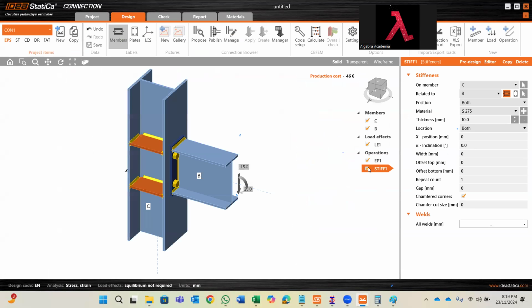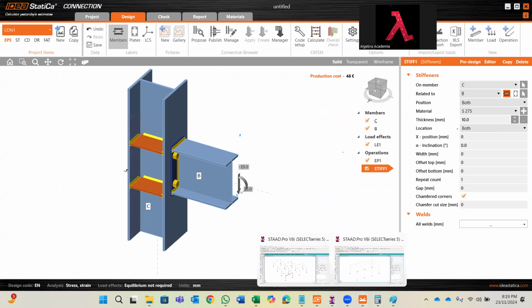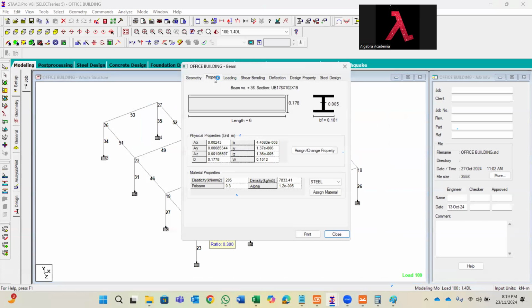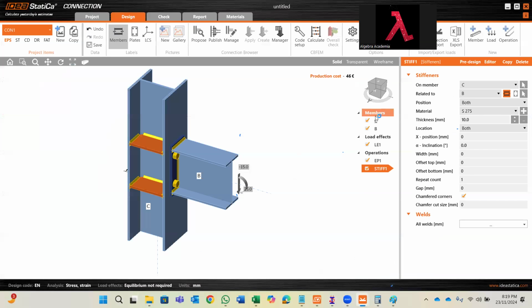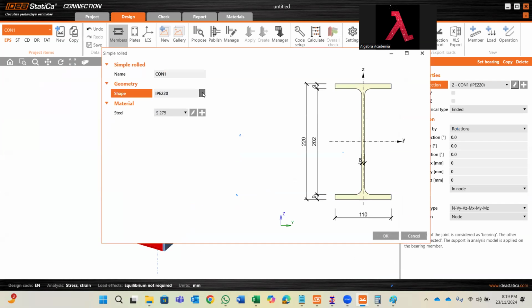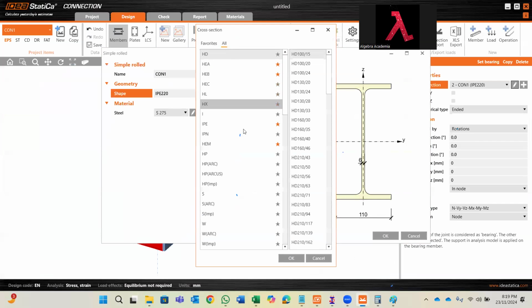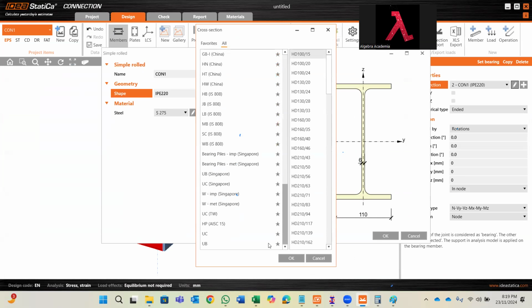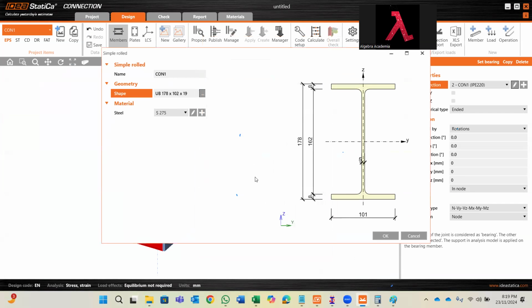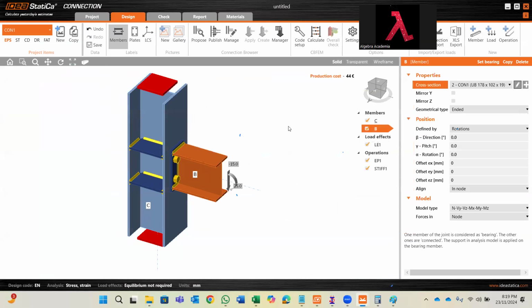Let me change the section sizes first. I'm opening the STAAD model. What is the beam size? The property is 178, 102, 19. I'll change it to 178, 102, 19 first. 178 is a UB, 102, 19. Okay, change the beam.